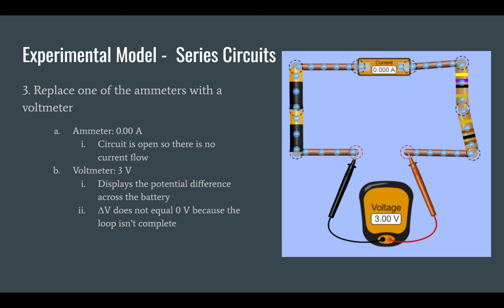Next, I replaced one of the ammeters with a voltmeter, and so now the reading on the ammeter was 0 because the circuit was open and there was no current flow. The voltmeter still showed 3 volts because it was displaying the potential difference across the battery, and that total change in V did not equal 0 because the loop wasn't complete.